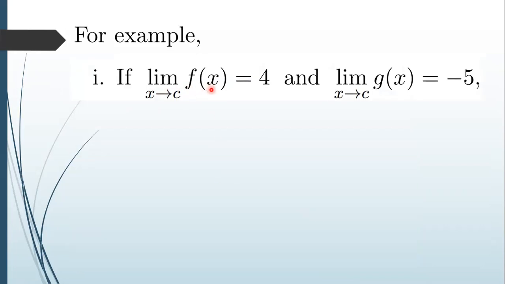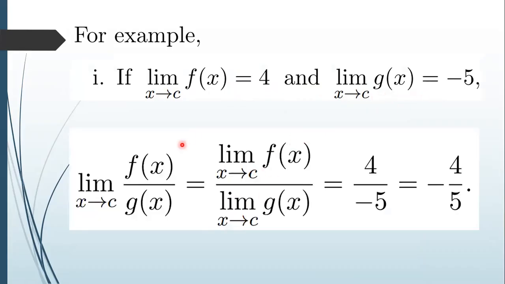Let's try an example. If the limit of f of x as x approaches c is equal to 4, and then the limit of g of x as x approaches c is equal to negative 5, we apply the division theorem. How are we going to solve this one? We do it like this first, the limit of the numerator followed by the denominator, which is equal to 4 as we substitute the value, and then negative 5 for the denominator, and that's equal to negative 4 over 5.